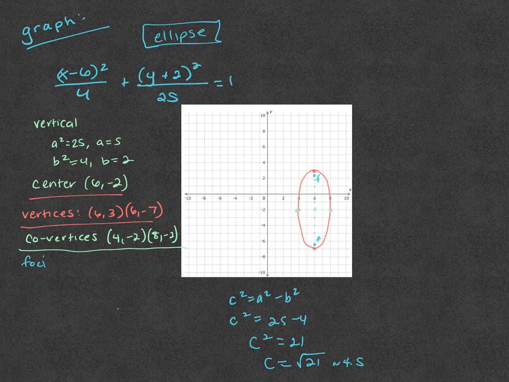And because it's vertical, I went up and down the C. So that's the y. So the x doesn't change, the x stays as 6. And then I go -2 plus square root 21 and -2 minus square root 21. Now I don't mind if you write that as plus and minus. So if I give you the line and it says, give me the foci, and you want to write -2 plus and minus square root 21, that's totally fine. Questions on the ellipse? Can you leave it there? Sure.